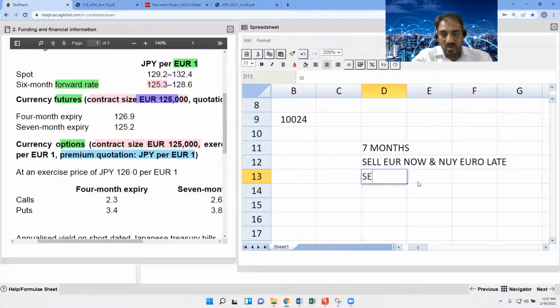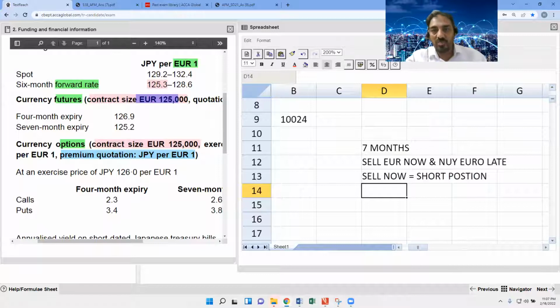And do remember, with the market terminology, sell now means short position. You can either use the words sell now, buy later, or you can use the term short position. In some cases, buy now, sell later, so buy now means long position. If you mention short position, the examiner will pick it up. Okay, you have done it.